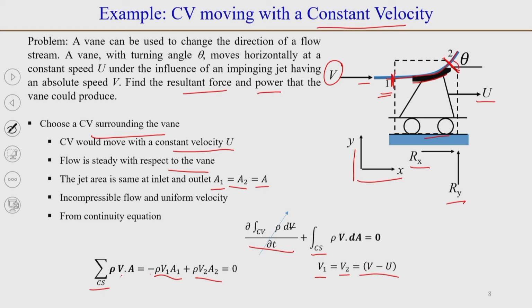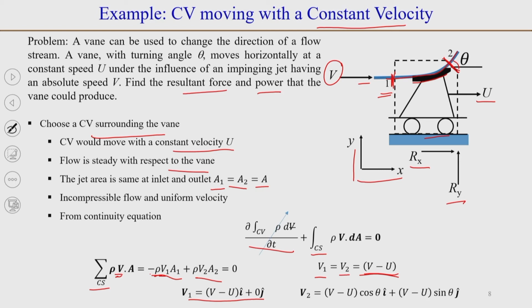Remember that this v is the velocity with respect to the control volume. So, v 1 is equal to v minus u. So, v 1 and v 2 are equal to v minus u, and a 1 is equal to a 2 is equal to a, which is the area of the jet. From this we can find the velocity vector at section 1, which is v 1 equal to v minus u i plus 0 j, as there is no y component.